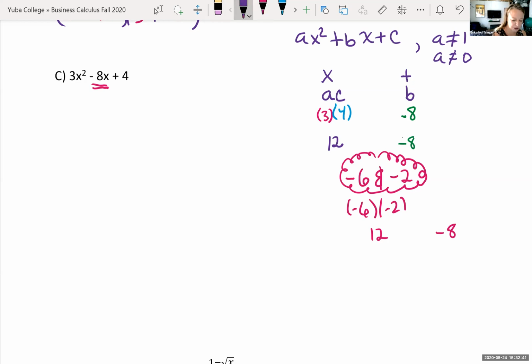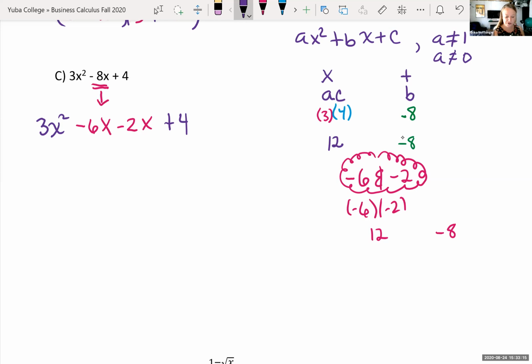Let's bring down our first term, 3x squared. And let's rewrite negative 8x using these two numbers. So minus 6x, minus 2x. And then I'm going to bring down my constant plus 4. So a lot of times in math, we're just manipulating an expression or equation to get things to fall out like we want it to. And so we just manipulated this and rewrote negative 8x as the same thing as negative 6x minus 2x.